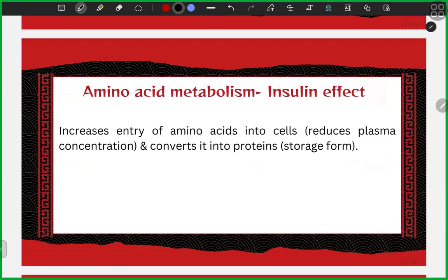Now you have amino acid metabolism. So if you have an increased entry of amino acids into the cell, you're going to reduce this from the plasma because if you have amino acid in your blood and you're taking it into the cell, then eventually the plasma or the blood concentration of amino acid is going to decrease. You take it into the cell and then eventually you form proteins or the storage form again. So remember, you have to have the storage form and the fact that it's anabolic.